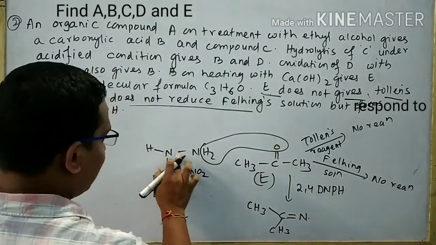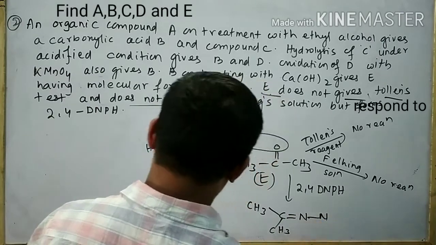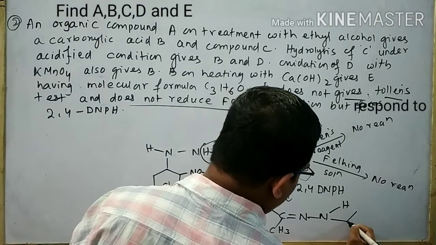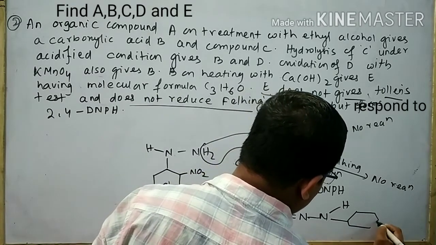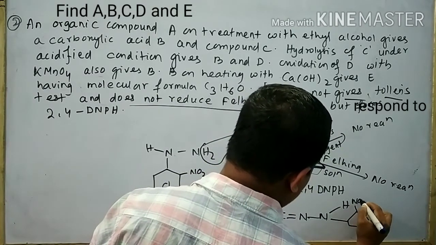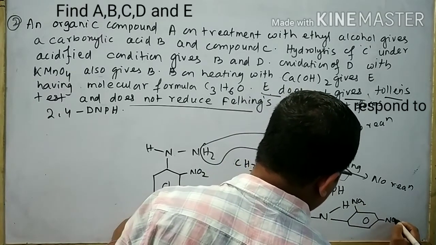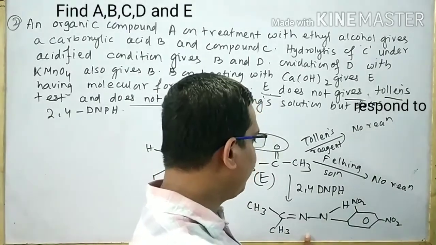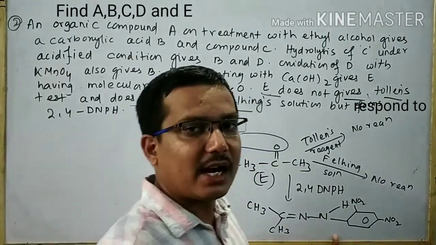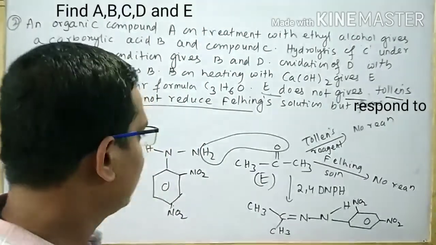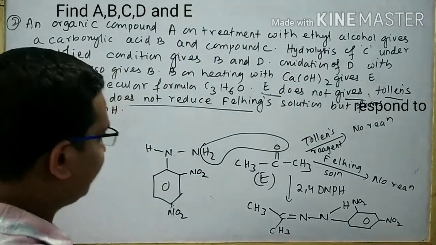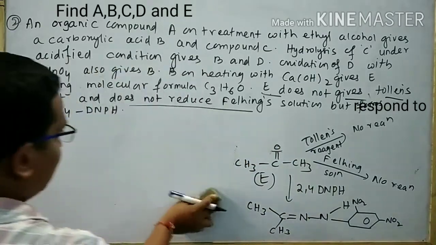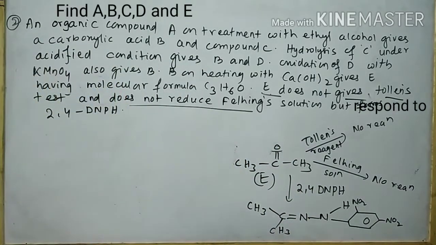Here you can write a single bond N, and this is H, and this is the product. The NO2 groups are present. The name of this product is acetone 2,4-dinitrophenyl hydrazone. Now the E product is formed with the help of the B product.